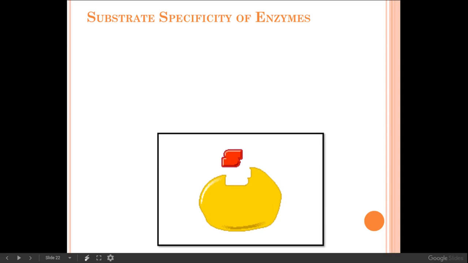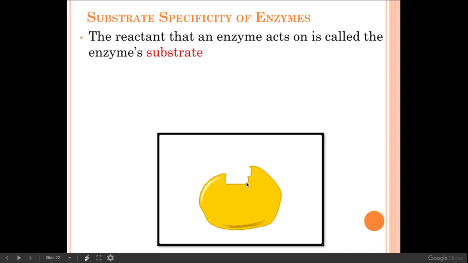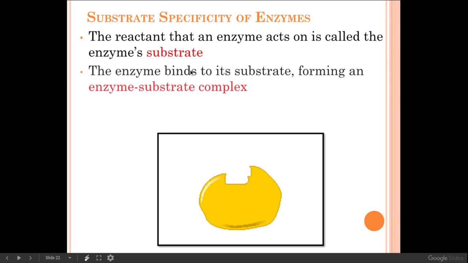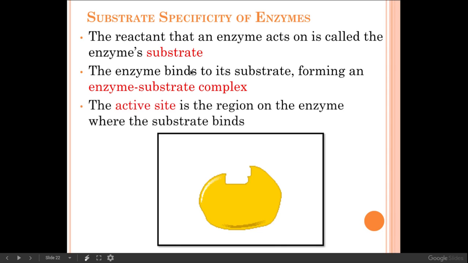When we talk about enzymes, we talk about another thing called substrates. Now, substrates are what the enzyme is going to work on. It's kind of like the reactants of the enzyme. They are very specific in what they're going to fit into in terms of the enzyme, because all enzymes have a specific shape and they fit a certain substrate. And every substrate fits specifically into a certain enzyme. And so the reactant that an enzyme acts on is called the enzyme substrate. And the enzyme binds to its substrate, forming an enzyme substrate complex. The active site is the region on the enzyme where the substrate binds.